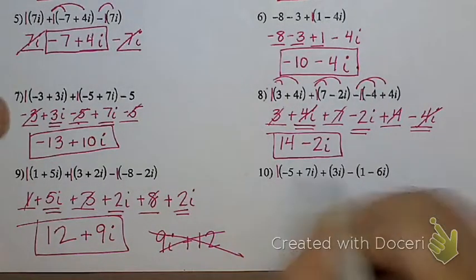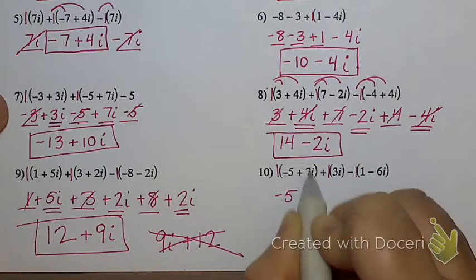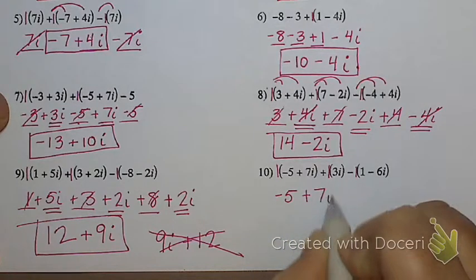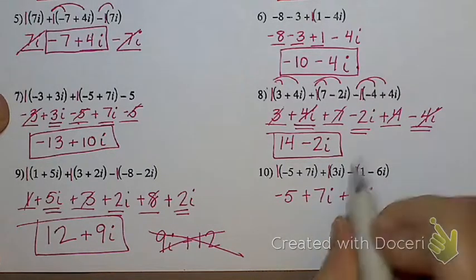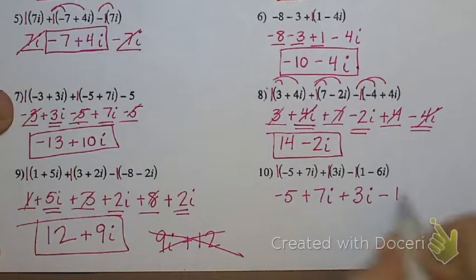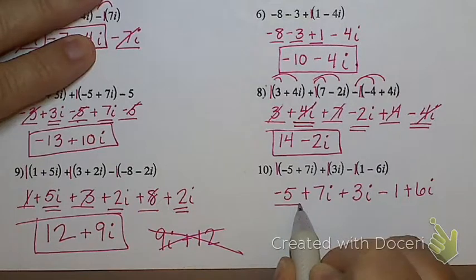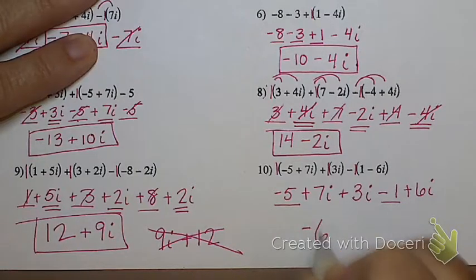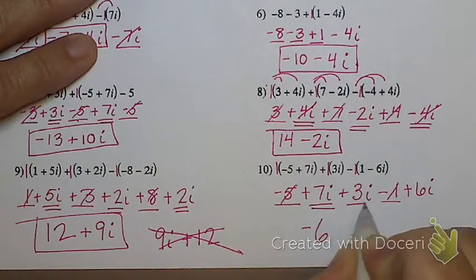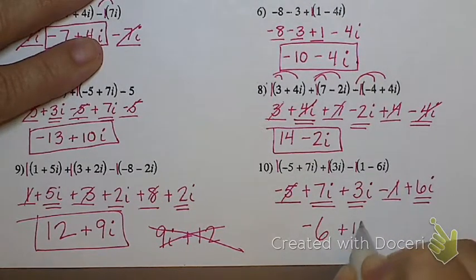All right, last one. Putting my 1s in there. 1 times negative 5 is negative 5. 1 times 7i is 7i. 1 times 3i is 3i. Negative 1 times positive 1 is negative 1. And negative 1 times negative 6i would be positive 6i. So let's see, if I combine my like terms, I have negative 5 and negative 1. What does that give me? Negative 6. And then 7i plus 3i is what? 10i. Plus 6i is 16i.